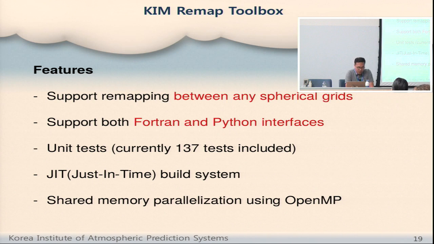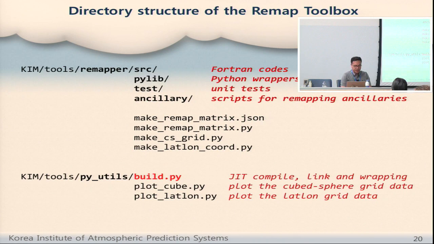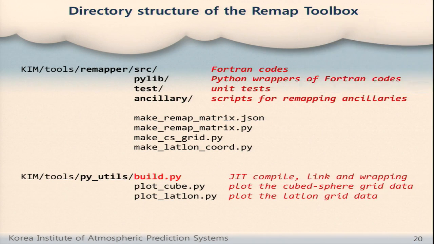Unit tests for almost all functions are being performed. It includes an automated just-in-time build system. Lastly, OpenMP was applied to improve the speed. Here is the directory structure of the remap toolkit. The source directory contains Fortran codes, and the pylib directory contains Python wrappers of those Fortran codes.